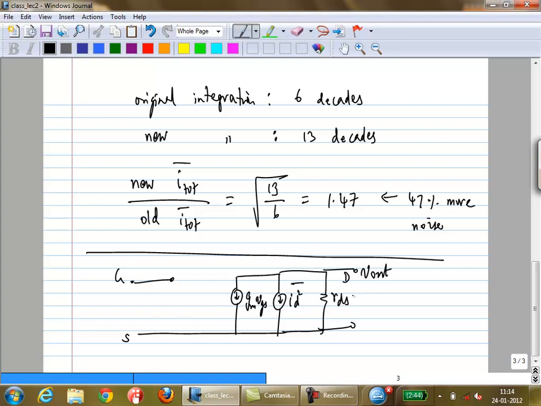Okay, so we know that the total noise at the output is going to have a component from flicker noise and a component from thermal noise, that's fine. How about this guy, RDS? Are you going to have 4kT over RDS squared? 4kT over RDS delta F? What do you think? If yes, why? If not, why not?